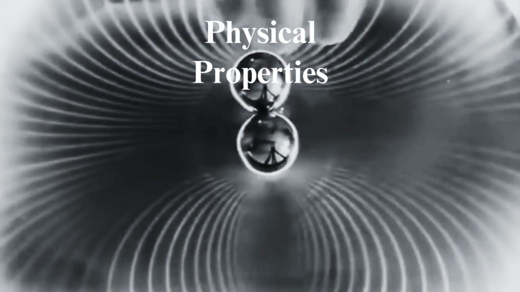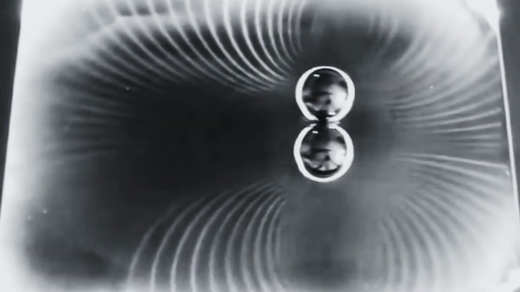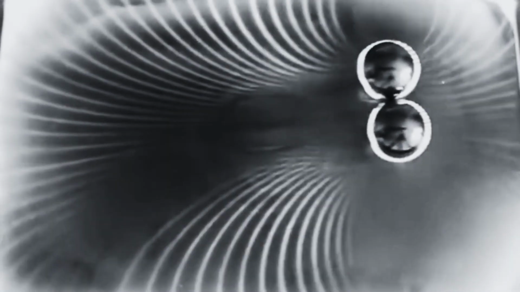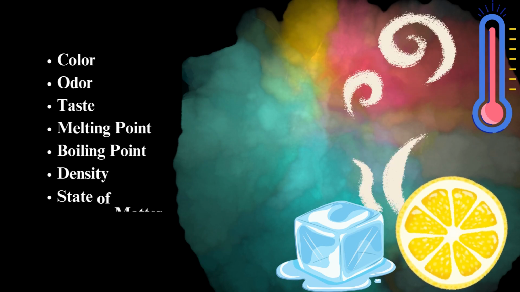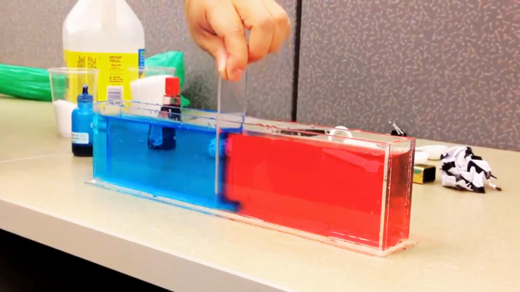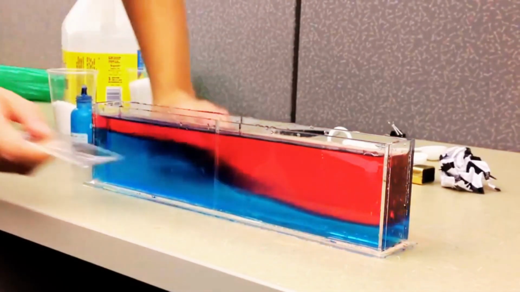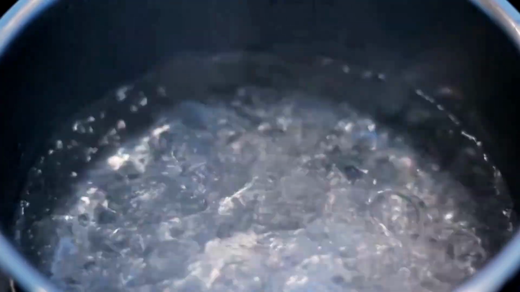First, let's consider physical properties. A physical property is a characteristic of matter that can be observed or measured without changing the substance's chemical identity. Common examples include density, color, hardness, melting and boiling points, and electrical conductivity. Some properties, like color or density, can be observed directly. Others, like melting or boiling points, only reveal themselves when matter undergoes a physical change.